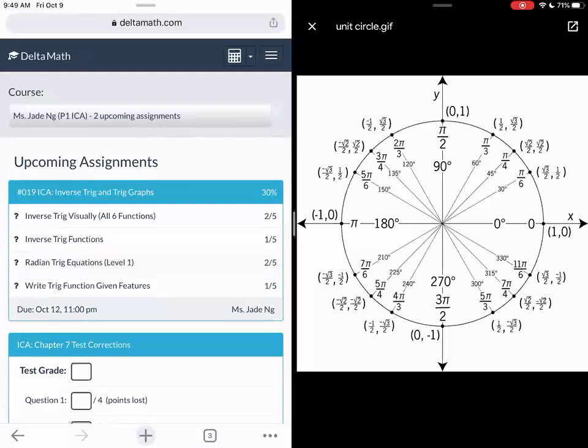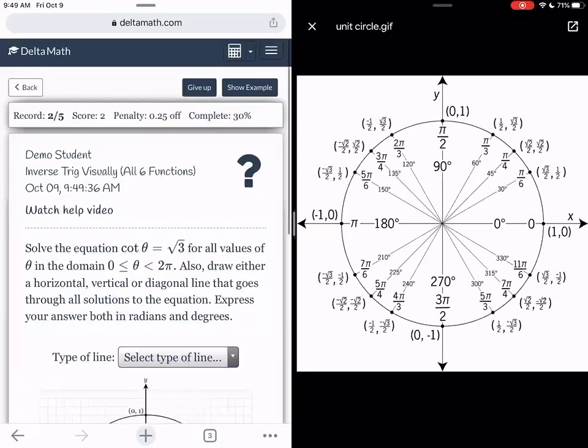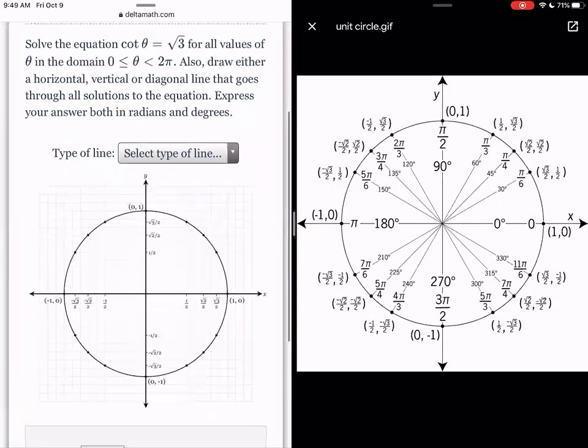So let's start off on inverse trig visually, all 6 functions. It's similar to things we've already done before, except now there's a visual element to it as well. Solve the equation cotangent of theta is equal to radical 3 for all values of theta in the domain 0 is less than or equal to theta, which is less than 2 pi. So pretty much solve cotangent theta is equal to radical 3 for anywhere in this unit circle in radians.